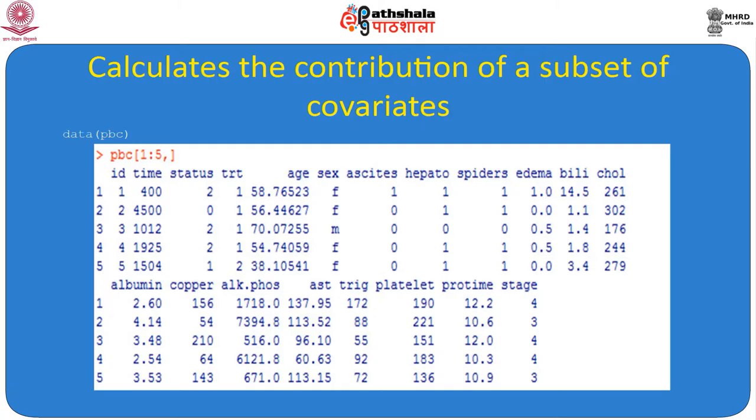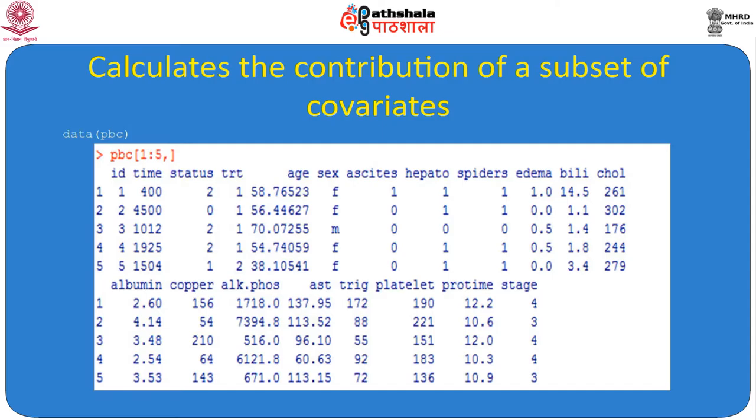Here we show the first five individuals' data, with a snapshot taken from R, pbc[1:5,]. It shows the first five IDs as 1 to 5, and time, the observation time of those individuals, such as 400 and 4500. Status is given as 2, 0 and 1. Here 0 represents censored, 1 represents transplant, and 2 represents died.